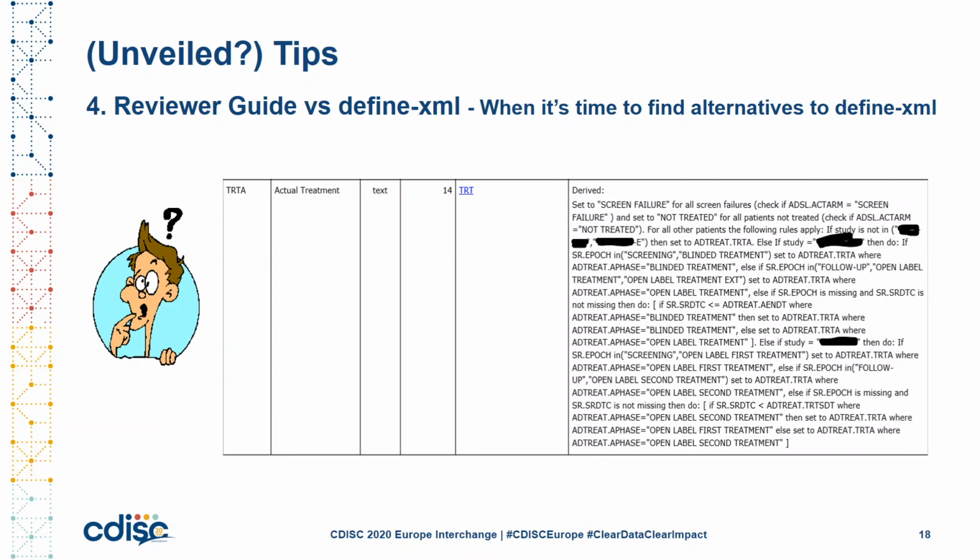The tip in this slide gives a meaning to the title of my presentation, where I have defined the reviewer guide, the define XML brother. As mentioned earlier, the define XML and the reviewer guide together can fully drive the reviewer in the data package they receive. Although they have different purposes, in some situations, the reviewer guide can complete information provided in the define XML, or can also compensate some sort of define XML gaps.